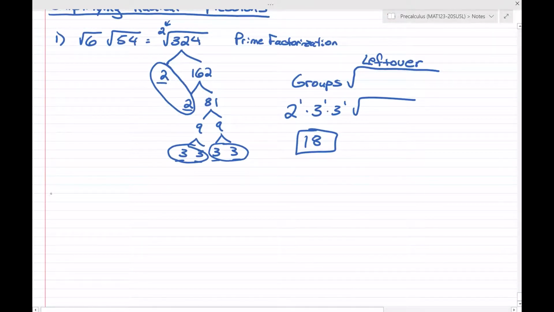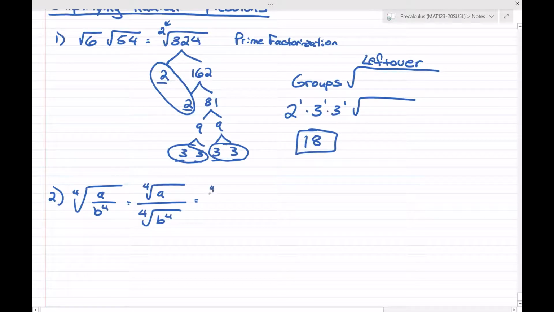What about a problem like this? The fourth root of a over b to the fourth. With radicals, we take the radical of the top part of the fraction and the bottom part of the fraction. Can't do anything with the fourth root of a. That can't be broken down anymore. But the fourth root of b to the fourth is really just b to the 4 over 4, or b to the first power.